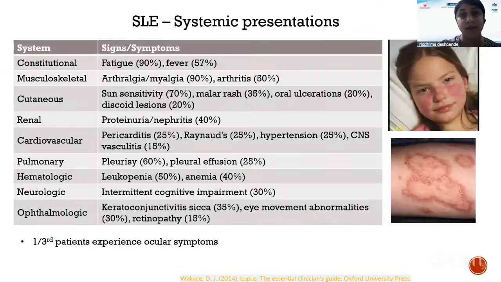Most of the patients present with fever, fatigue, arthralgia, like in our patient, with sun sensitivity. Malar rash is seen in around 35% of patients, nephritis in 40%, cardiovascular and pulmonary involvement in around 40 to 50% of patients, hematological abnormalities in 50%, cognitive impairment in 30%, and one-third of patients of SLE experience ocular symptoms.